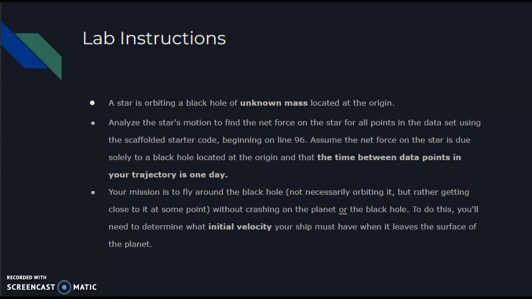This is part 1. For part 2, your mission is to fly around the black hole, not necessarily orbiting it, but rather getting close to it at some point without crashing on the planet or the black hole. To do this, you'll need to determine what initial velocity your ship must have when it leaves the surface of the planet.